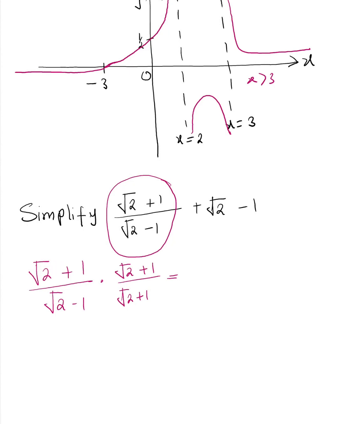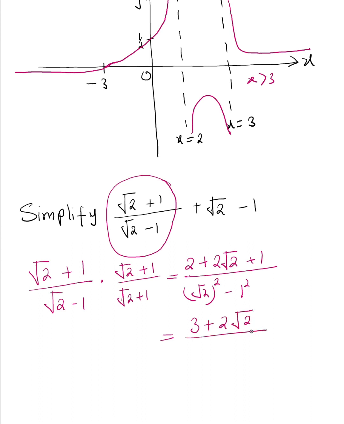So I just square the first term, which is just 2, plus twice the square root of 2, plus 1, over, that is a difference of 2 squares, the square root of 2 squared minus 1 squared. Now this is just 3 plus twice the square root of 2 over 2 minus 1, which is just 1, right? So this simplifies to 3 plus 2 the square root of 2.